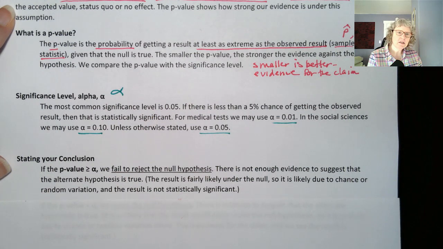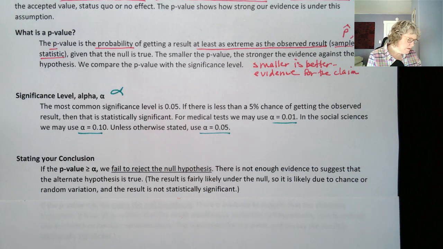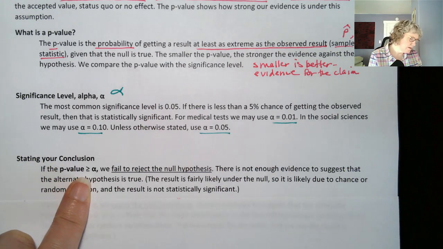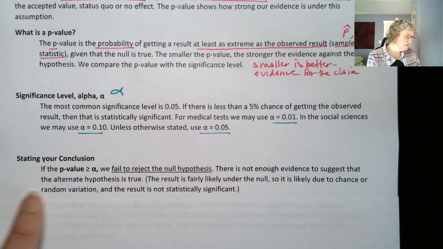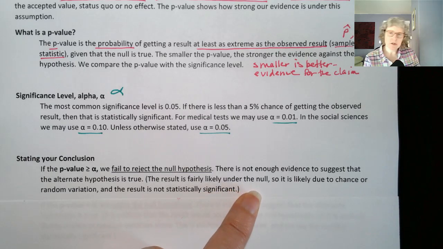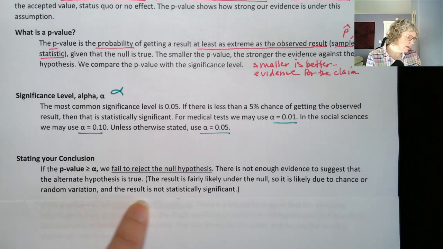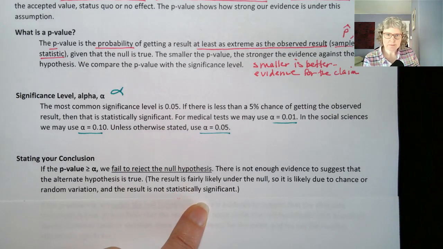Okay, and then stating the conclusion. So let's start with if the p-value is greater than or equal to alpha, and that's what we saw in the tire test, it wasn't significant. So if the p-value is greater than alpha, or the p-value is large, that's another way to say it, then there's not enough evidence to suggest that the alternate is true. And that's because the result is fairly likely under the null, so it's likely to happen just due to chance or random variation. And it's not statistically significant.